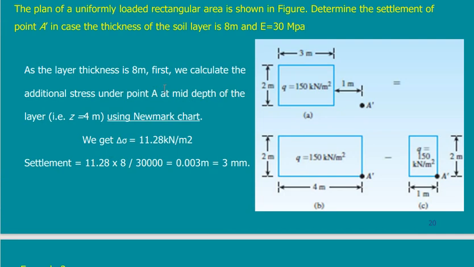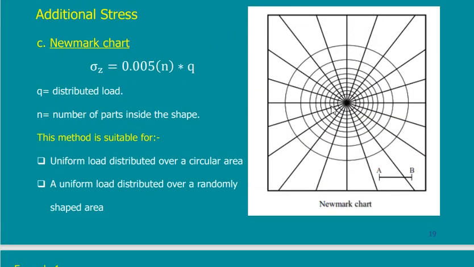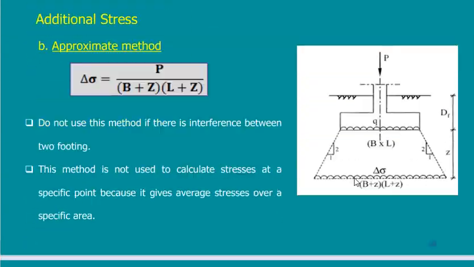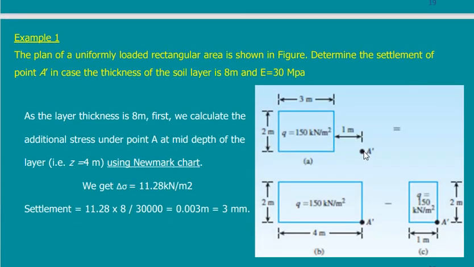But I can use any method, by the way. I can use any of the previous methods, depending on which one I can apply. But here, if we take this one, you will find that I need a point at the corner, exactly at the corner of a loaded area. But here, the point I need is not at the corner of a loaded area.